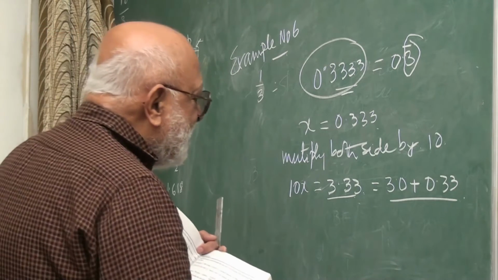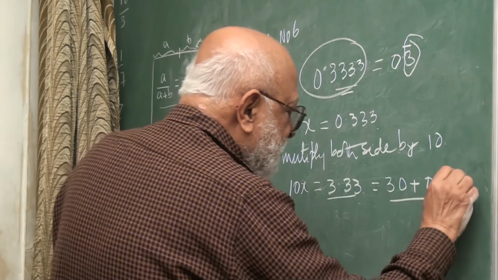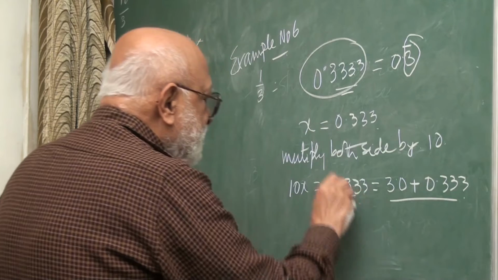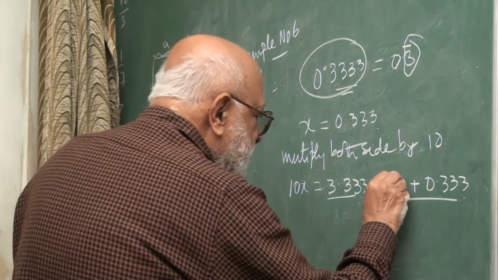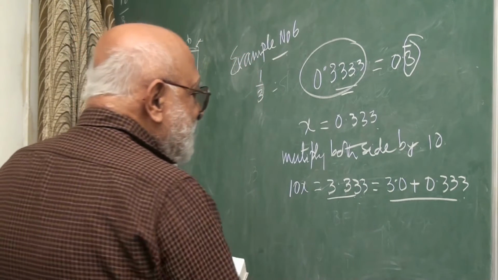Okay, so I can write this one also as I have taken this one. Let me take this one so that there is consistency in between. So this is 3.0, not 30. This is 3.0.